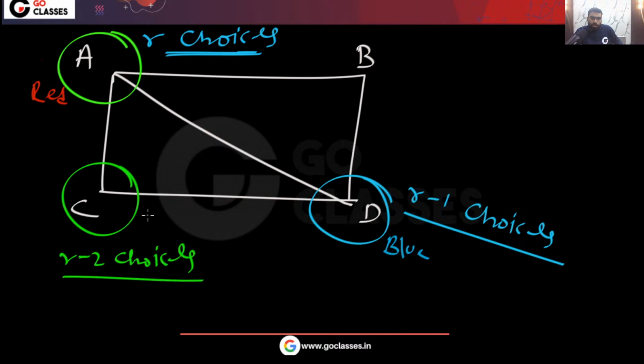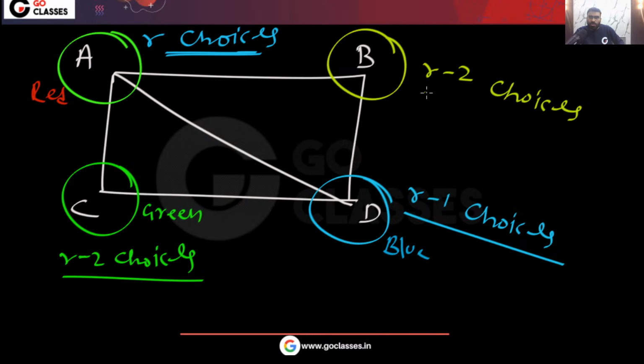Let me use some green color. Now, for this, how many choices are there? For this, there are R minus 2 choices. Yes or no? Because I can use green again. I cannot use red, blue, but I can use green again. So very simple. So this is the final point.